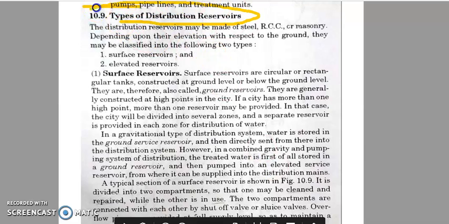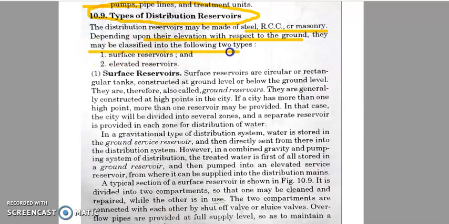Now the different types of distribution reservoirs. What are the different types of distribution reservoirs? These are made of steel, RCC or even masonry, and depending upon the level or elevation with respect to the ground, they can be classified into two types. One is the surface reservoir, second is the elevated reservoir.